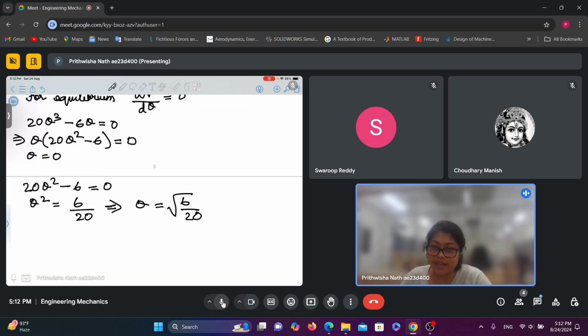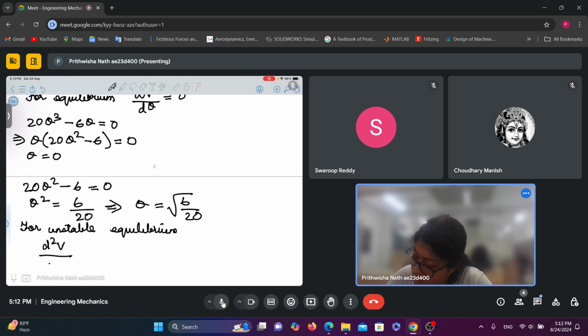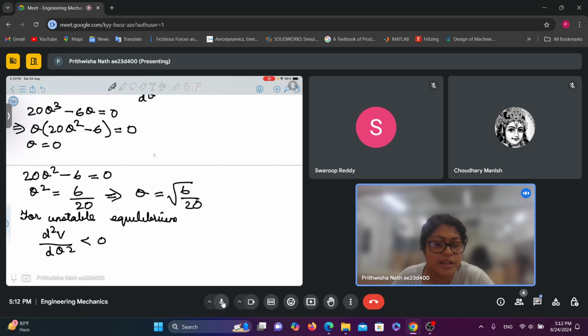So when can we say that the equilibrium is unstable? When the double derivative is less than 0, right? For unstable equilibrium, this should be less than 0, right? Is this clear to everyone?